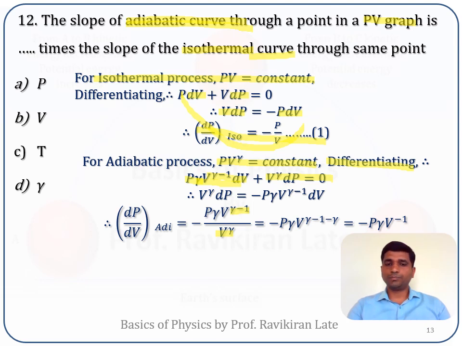So we know the simple laws of indices. If a raised to m upon a raised to n, then the resultant will be a raised to m minus n. So it is V raised to gamma minus 1 minus gamma. So this gamma will cancel with this gamma. So here you will get minus P into gamma V raised to minus 1. So if I further transfer this V raised to minus 1 to the denominator, it will be P by V. So dP by dV for an adiabatic process will be minus gamma into P by V. Let us call this equation number 2.